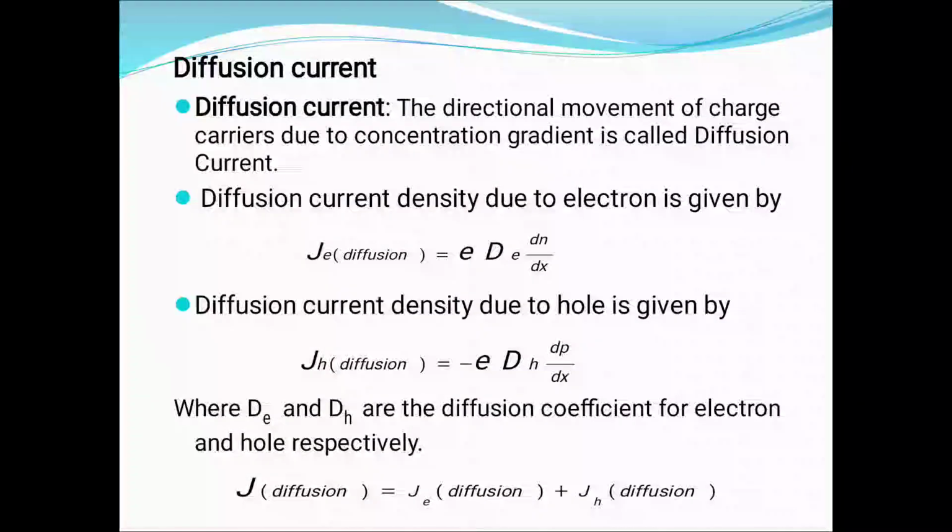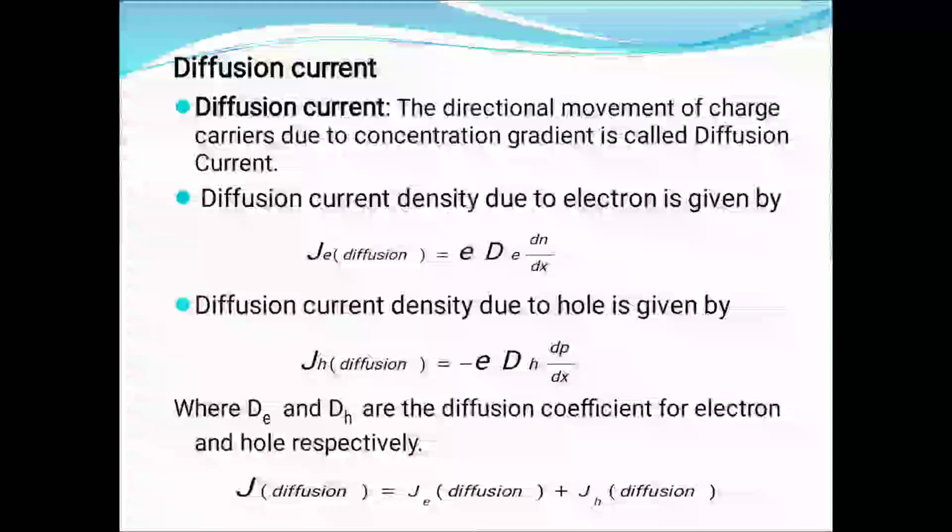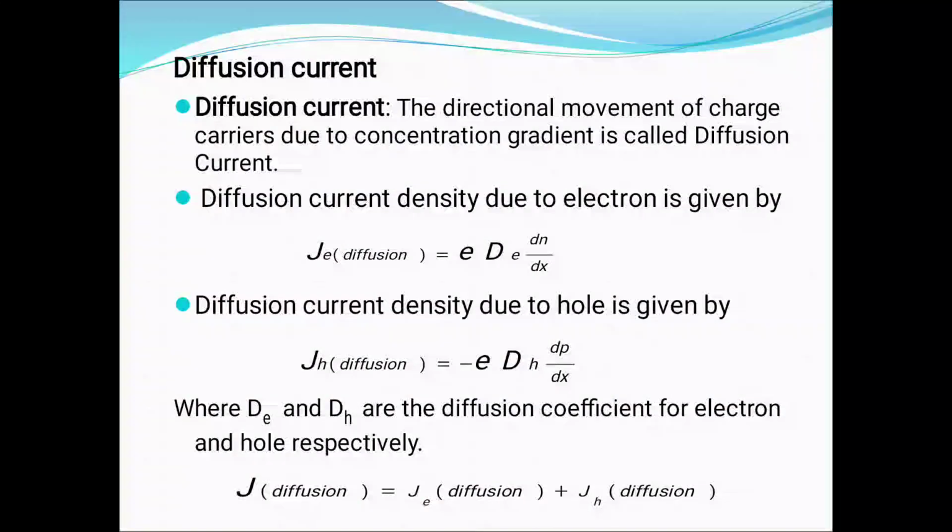Diffusion current. The directional movement of the charge carriers due to the concentration gradient is called the diffusion current. Diffusion current density due to electrons is given by e D_e dn by dx, and for holes by e D_h dp by dx, where D_e and D_h are the diffusion coefficients for the electron and hole respectively. So J diffusion is equal to electrons diffusion plus holes diffusion.